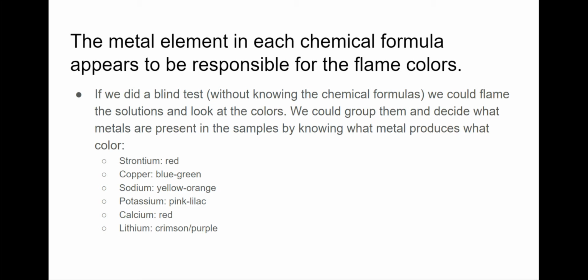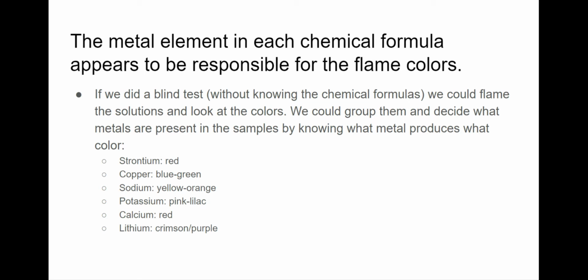We could group them and decide what metals are present in the samples by knowing what metals produce what color. Some examples that we have here: strontium will always produce a red color. Copper will produce a bluish greenish color. Sodium will produce a yellowish orangish color. Potassium, more of a lilac color. Calcium will flame red as well, more of an orangish red. Lithium turns out to be a crimson color or more of a purple.